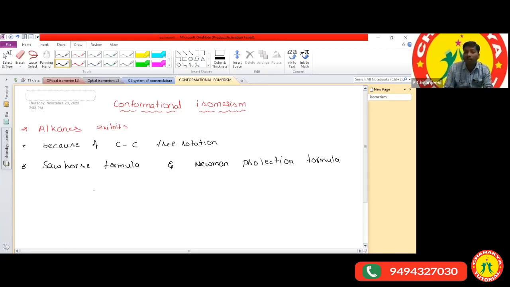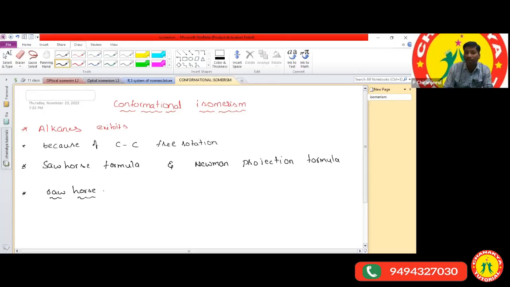Sir, what is meant by the Sawhorse formula? Whatever the structure is, it looks like a horse. Nowadays we use something like it to play with children at home. If small kids are there, somebody purchases a wooden horse which swings front and back like this. Have you seen it or not? Some kids are playing with it now. They may be made of plastic or something.